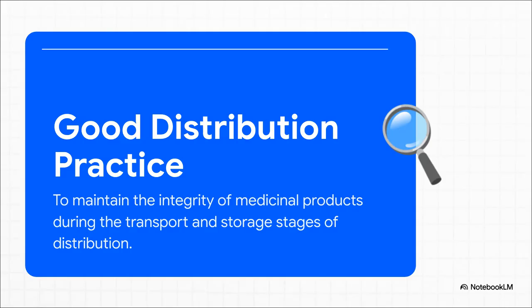Right, here's the crucial distinction you need to remember. GDP is the quality system for everything that happens after a medicine is manufactured. Its entire purpose is to protect that product's integrity through every single link in the distribution chain. That means storage, transport, and handling, all the way to the endpoint.